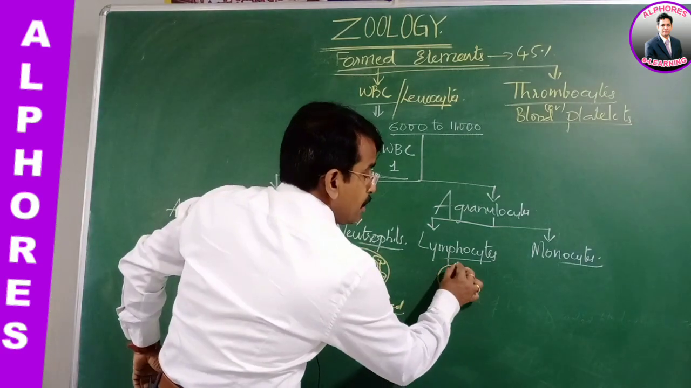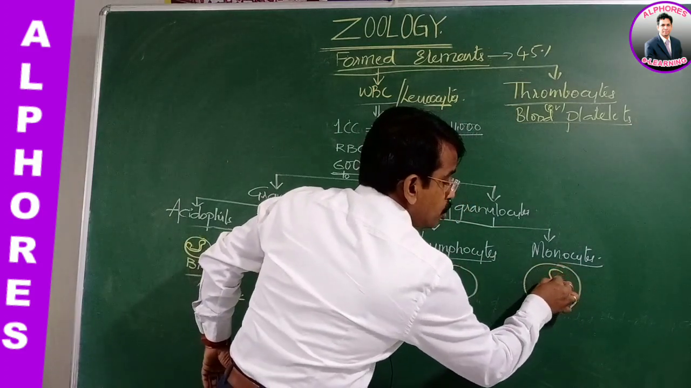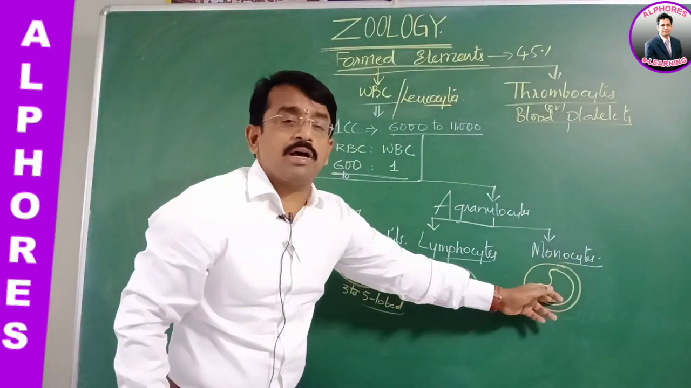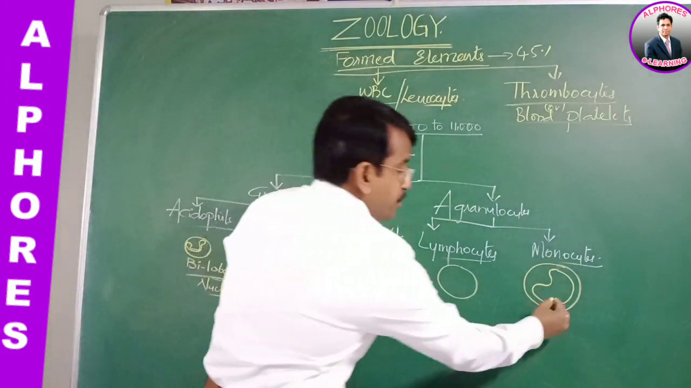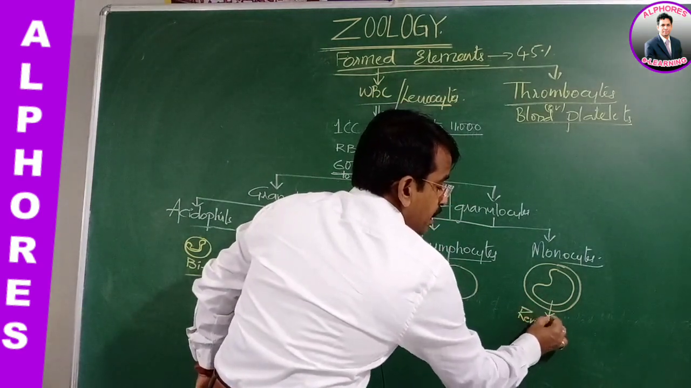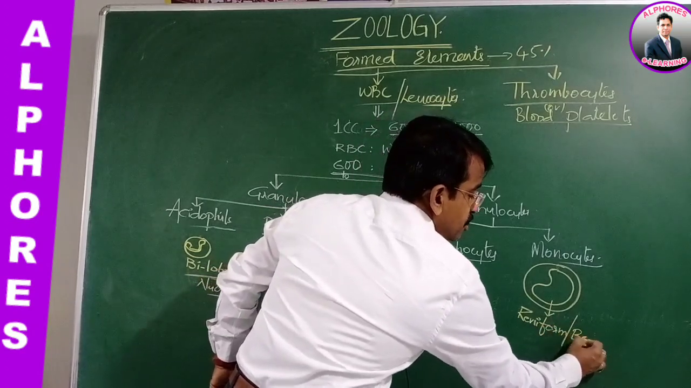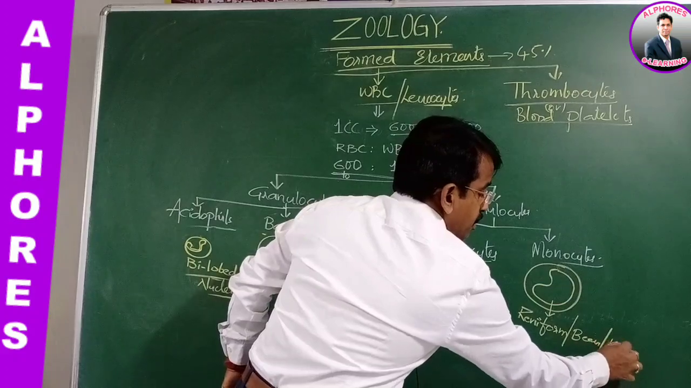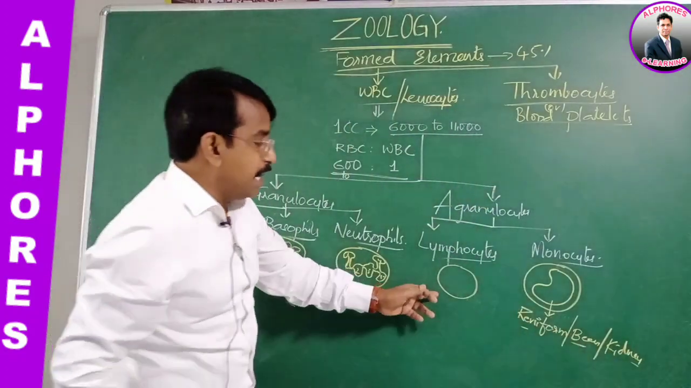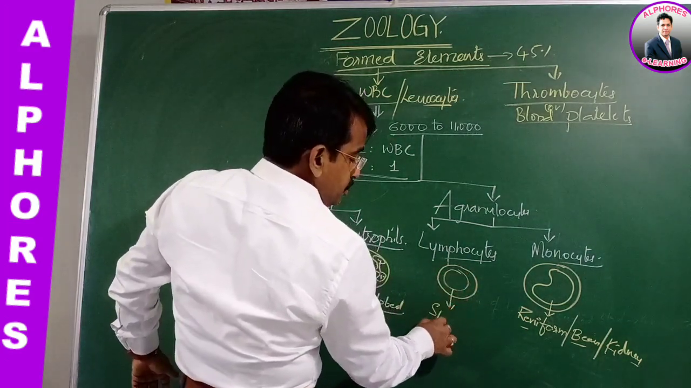Lymphocytes and monocytes, look at here. A monocyte will have a nucleus, how does it look like? Bean shaped or kidney shaped. It is also said to be the reniform nucleus. What do you mean by reni? Nothing but kidney. Kidney is of bean shaped. That's what we learn. And this is with the spherical nucleus.